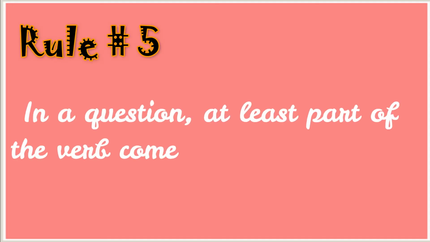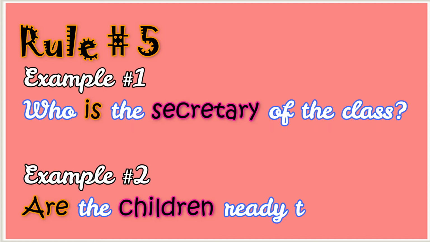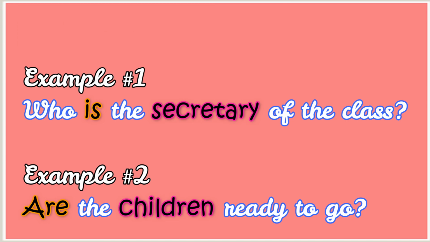Rule number 5. In a question, at least part of the verb comes before the subject. Example number 1. Who is the secretary of the class? Our subject here is secretary. Since secretary is a singular subject, we have to use a singular verb, which is is. Example number 2. Are the children ready to go? Our subject is children, and we are going to use a plural verb, which is are, because children is a plural subject.